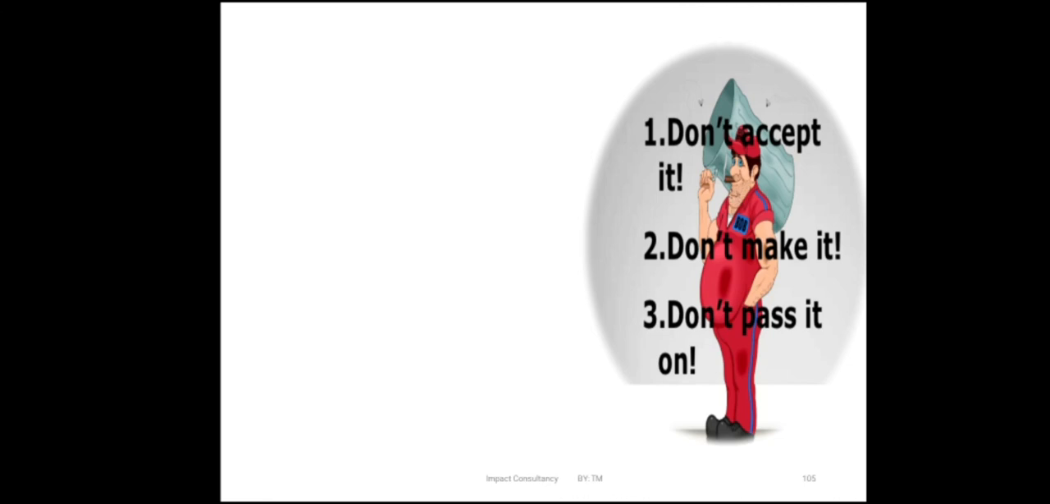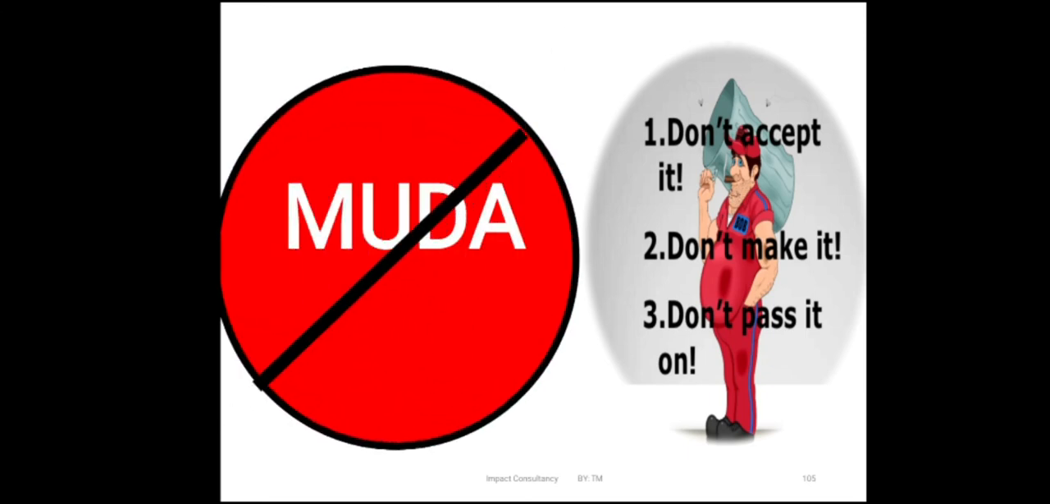So Muda, don't accept it. The second point is don't make it, and the third point is don't pass it. This is the process Muda elimination strategies. The 3 points. Don't accept it, do not accept receiving from others as it is Muda, and don't make it. You yourself do not make it, and don't pass it. Do not pass it to another person to process further, so that Muda will be eliminated. Muda is unwanted for our life, unwanted for our company, unwanted for our home. So eliminate Muda all and everywhere.